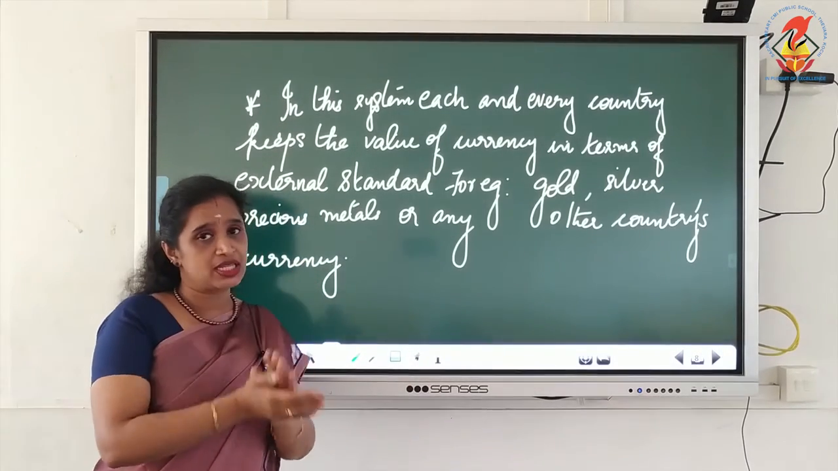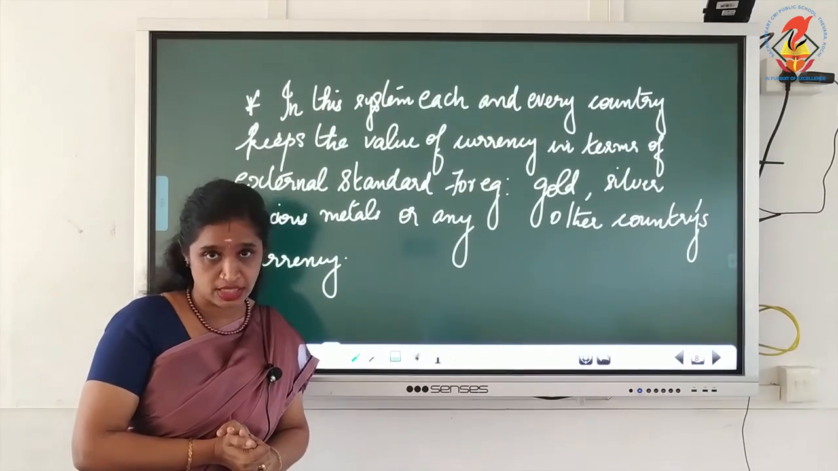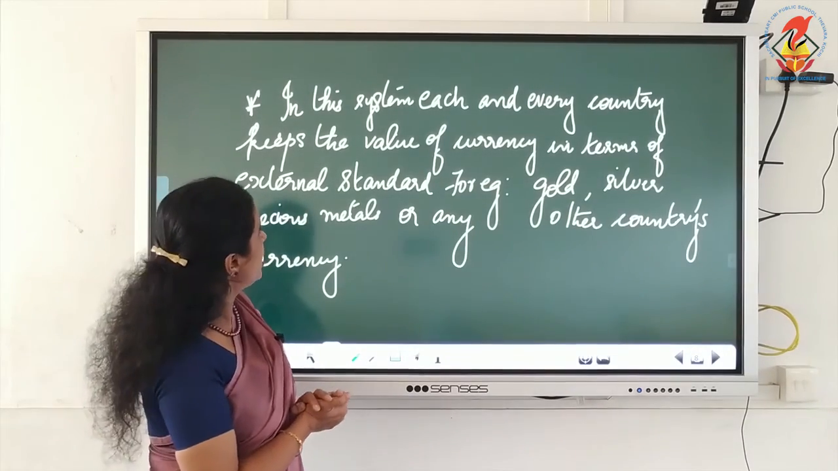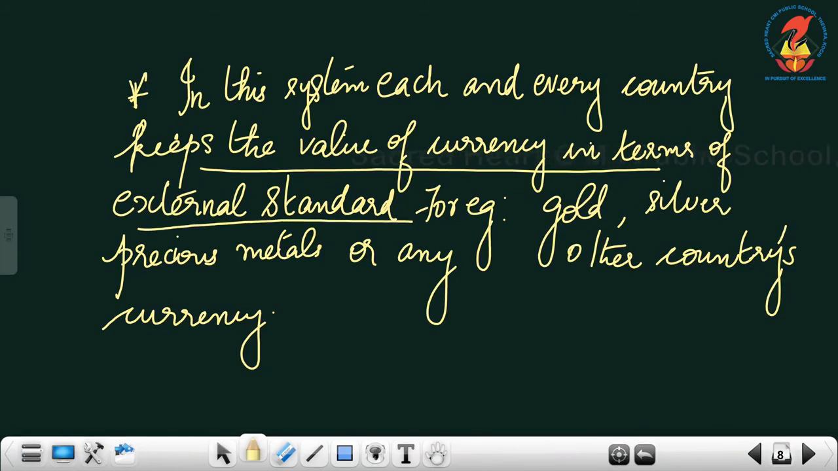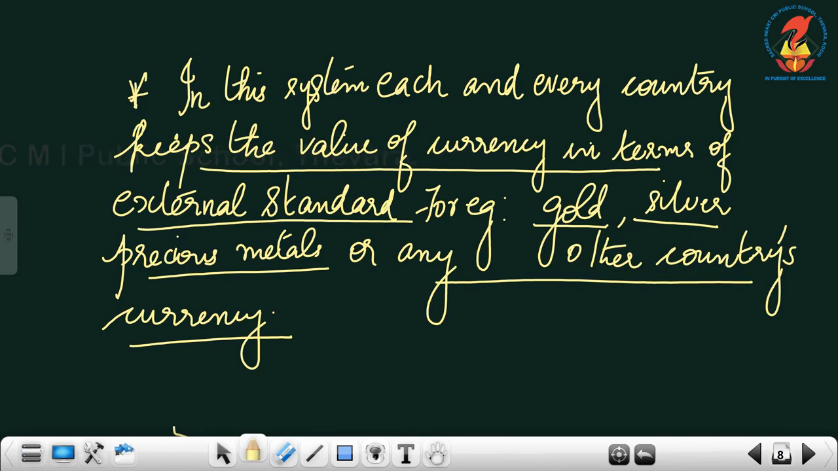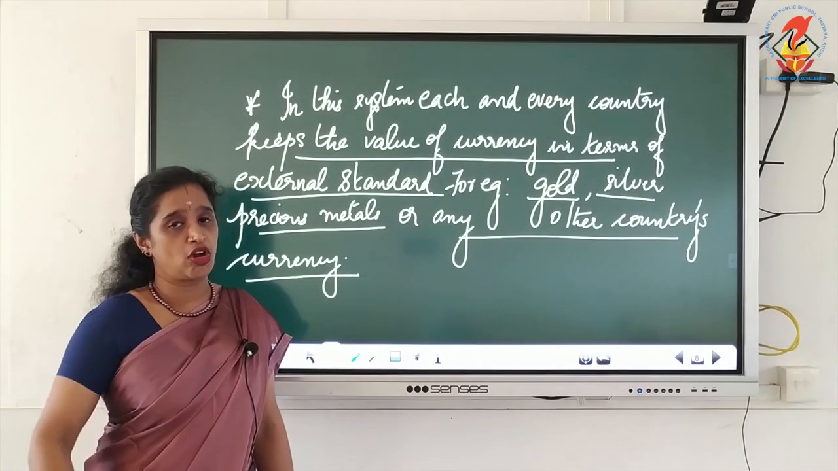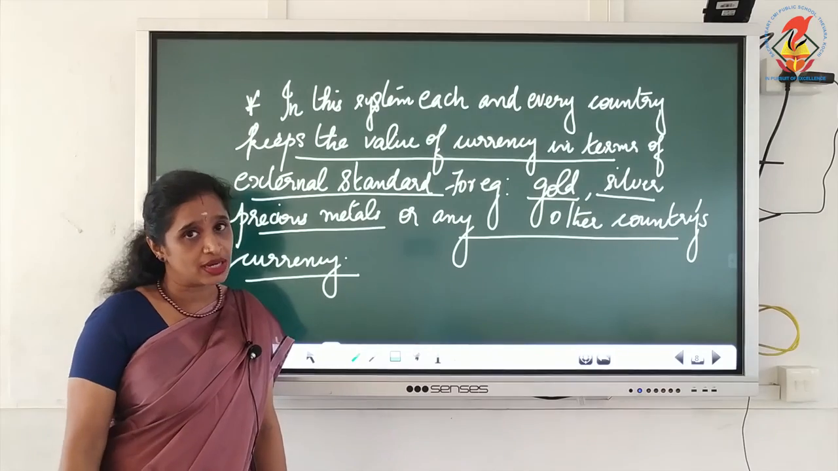So in this particular system of fixed exchange rate system, what happens? Each and every country keeps the value of currency in terms of external standard. What is external standard? That is gold, silver, precious metals or any other country's currency. With the help of examples, the concept will become more and more clear to you.